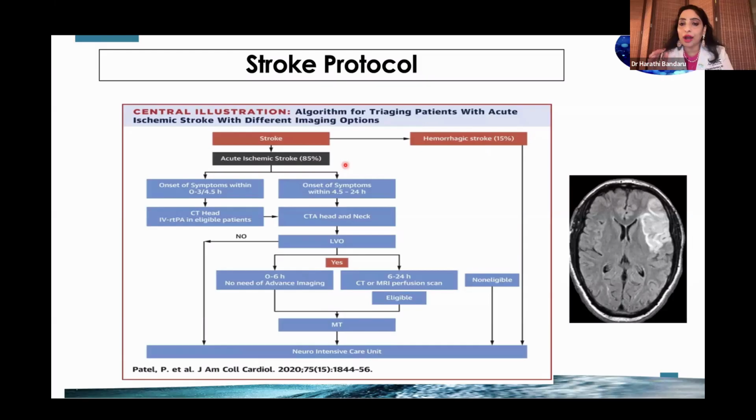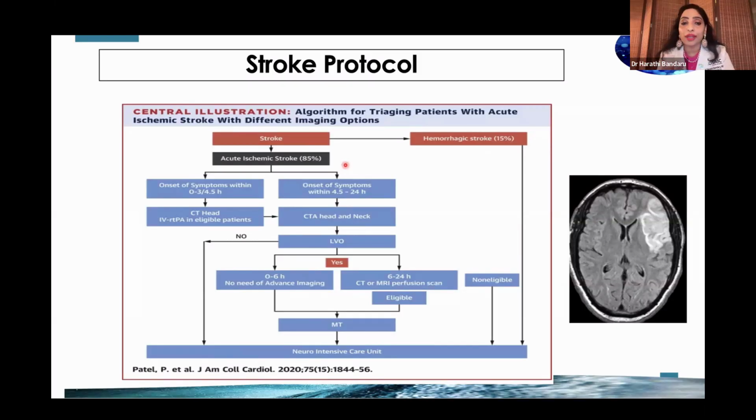So once we rule out that the patient has any bleed, if the patient comes within the window, within 4.5 hours, as I said, time is brain. If the patient comes early, you can treat the patient with clot busting medications called tenecteplase or alteplase. It's also called TPA. When you treat with that medication, you are going to bust the clot and help the patient with great recovery without any residual deficits after all.